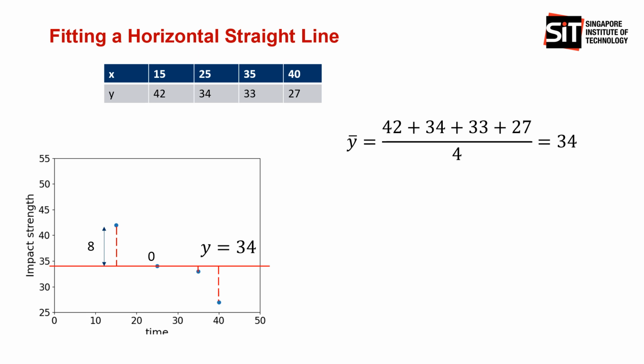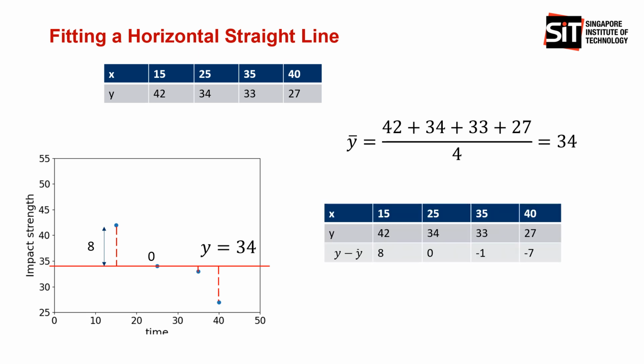The difference between the actual y values and the predictions tells us how good the fit is. In the table, these differences are calculated, where we take each of the measured y values and subtract 34. If we sum up these differences, we see that we will get 0. This is what the average gives us. It balances the overestimates and the underestimates.